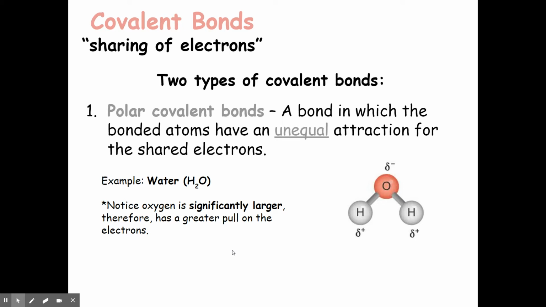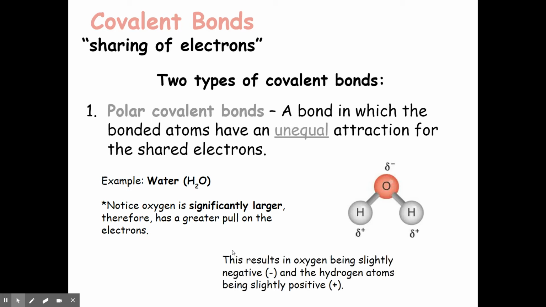And again, oxygen is significantly larger than hydrogen, so it has more pull on the available electrons in the pair. This also gives it its bent shape. A lot of times when we have nonpolar covalent bonds between three atoms, it's a linear shape, forms more of a line at 180 degrees, but this one is bent due to the slight electronegativity on the oxygen.